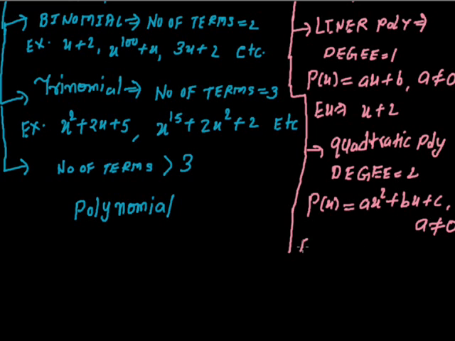And what are the examples? Any expression in which the degree of the variable is 2 comes into the category of quadratic polynomial. For example, x square plus 5. We will come to further classification later on.